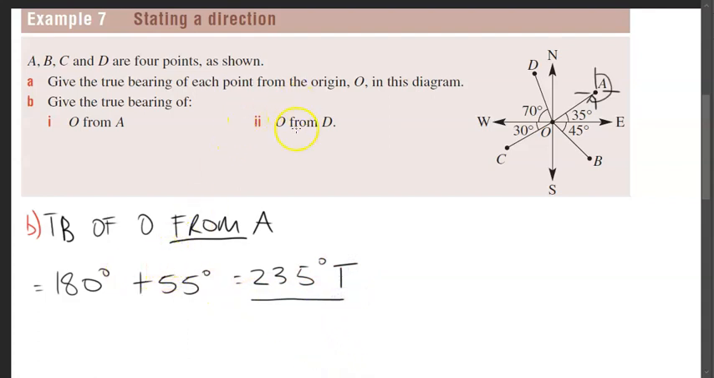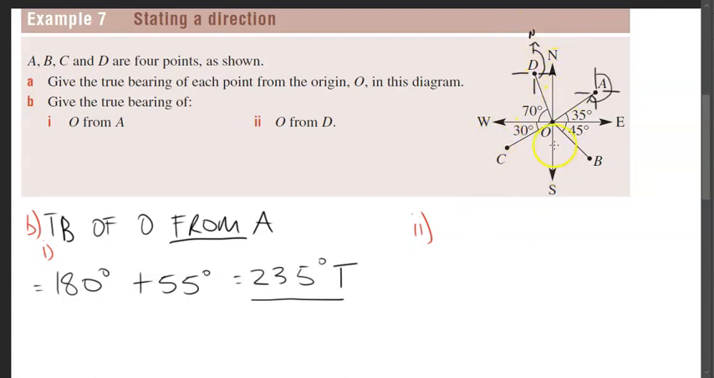Now, to get O from D, there's a different case. This is I. So I. To get O from D, it's the same case. Instead of going all the way around to here, we're just going to pretend that this compass exists here. And all we're going to do is again start at true north and keep going until we hit this line here. Okay, so we're going to go all the way around until we hit this line here.